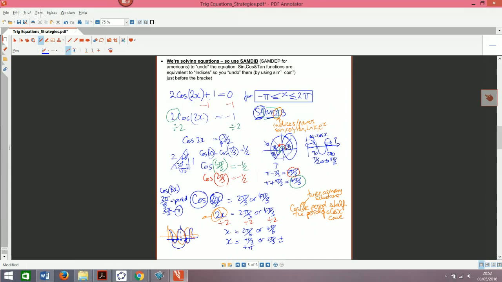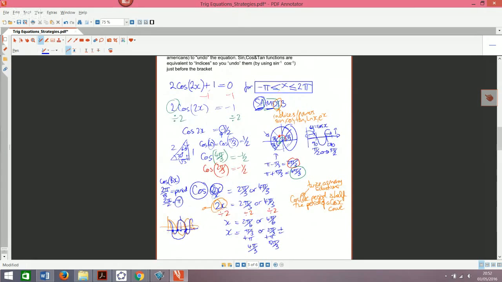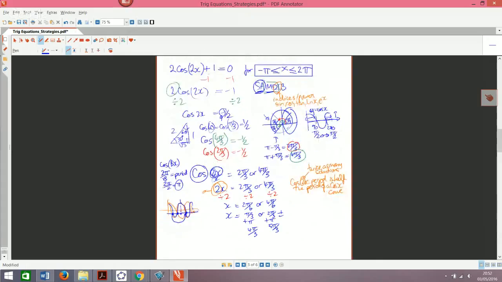So I'm going to get that same solution pi later. So as well as pi over 3 plus pi, I'm also going to get 4 pi over 3, plus pi, I'm also going to get 5 pi over 3. So now I've got 4 solutions, which is what you'd expect because it's 2x, so it should be twice as many solutions. And that's exhausted them all because another period later, and I've gone beyond the domain.